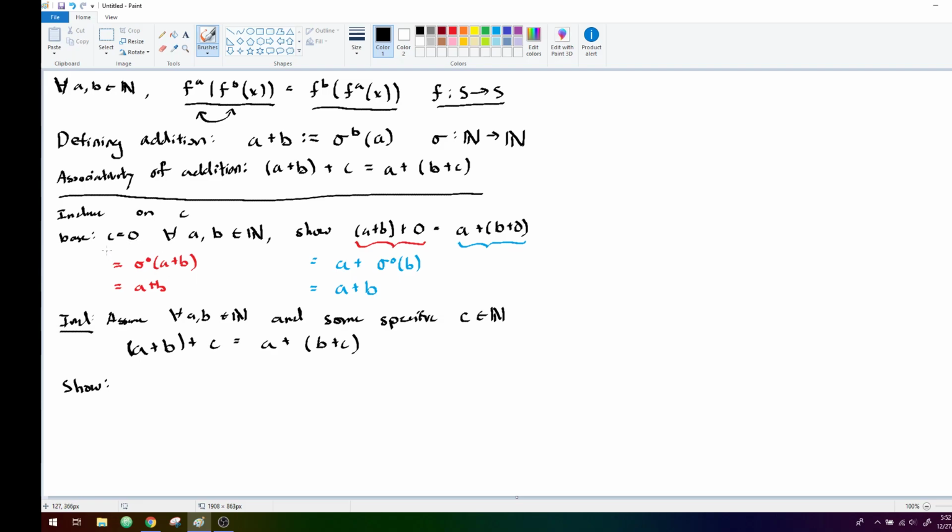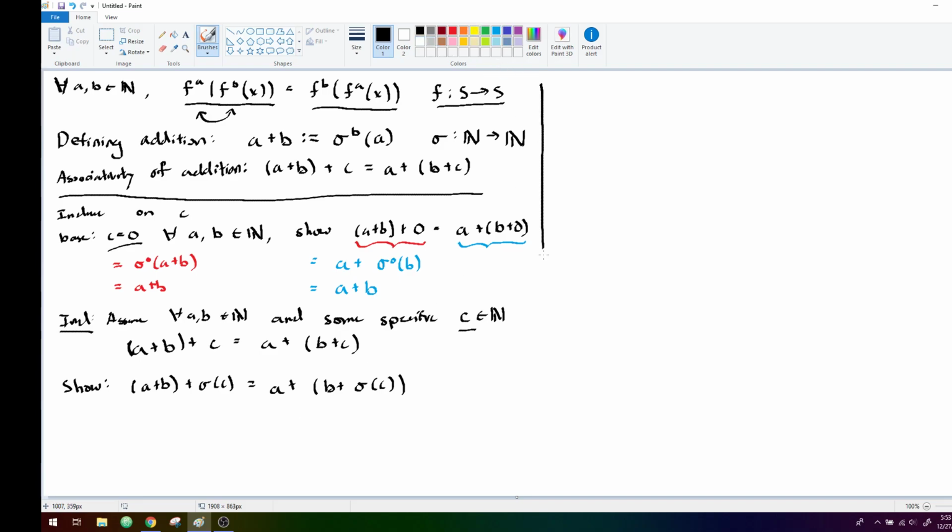So c is the thing that we assume is 0 in our base case, and c is the fixed value that we assume our proposition holds for in the induction step, and we're also then going to show that it continues to hold true for sigma of C. In other words, that A plus B plus the sigma of C is the same as A plus, and this time we're going to first compute what sigma of C is. We're going to add B to that, and then we're going to add all that to A. And we need to show that these two things will always be equal.